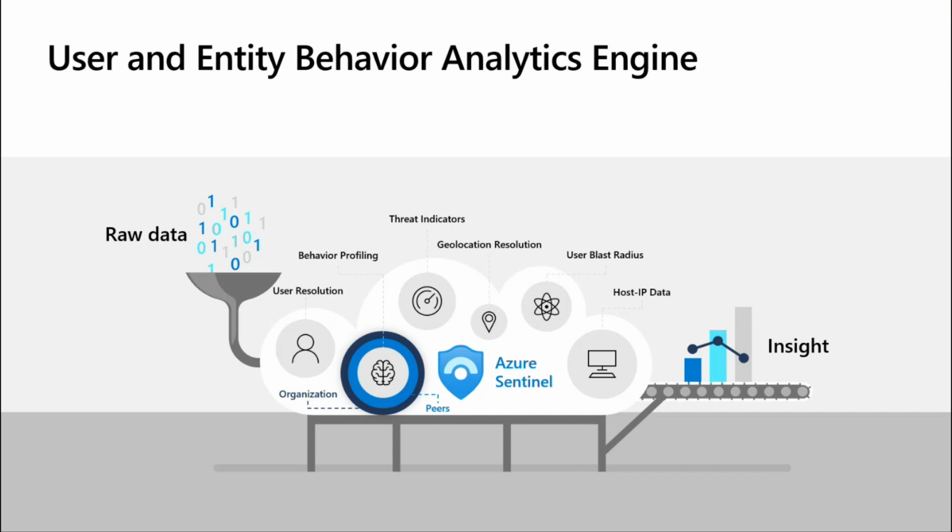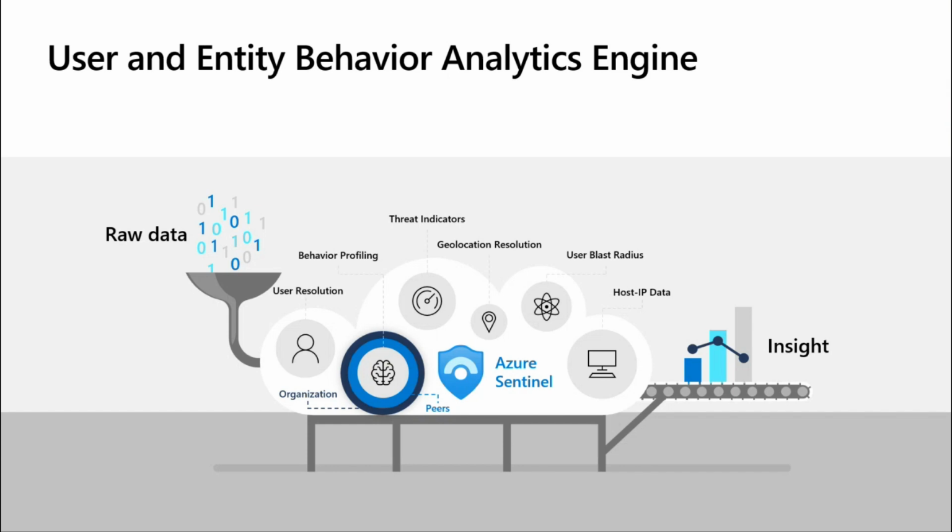And then we enrich the data with additional context, like threat indicators from our own Microsoft Threat Intelligence data, and other information. Then we focus on the blast radius, like the user's potential impact. Does the user have high privileges? They're going to have a higher blast radius. Is the user higher up in the organizational chart? They're going to have a higher blast radius.